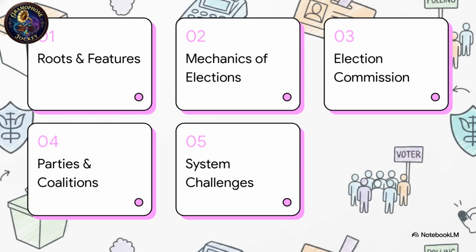Okay, let's dive into this. Here's our roadmap for today. We'll be looking at the roots and features of democracy, the actual mechanics of elections, the election commission, political parties and coalitions, and finally, the real-world challenges to the system.